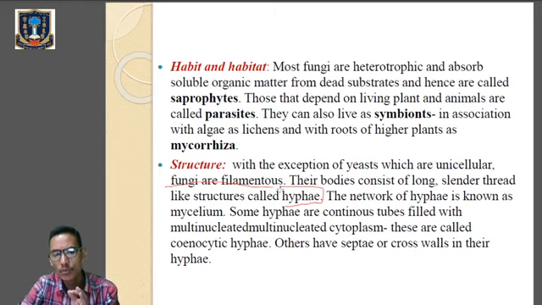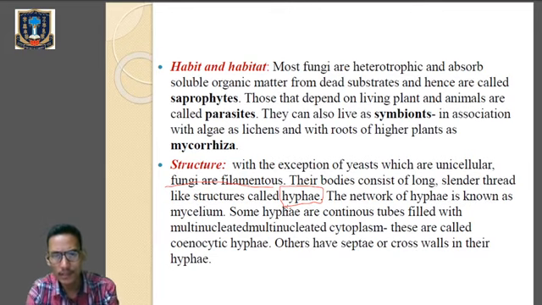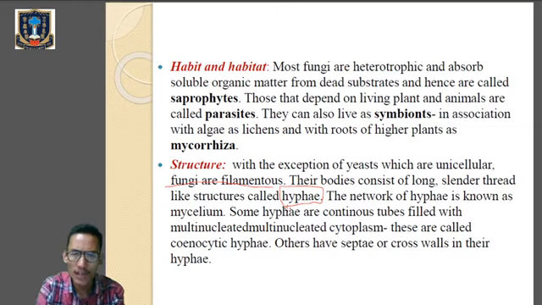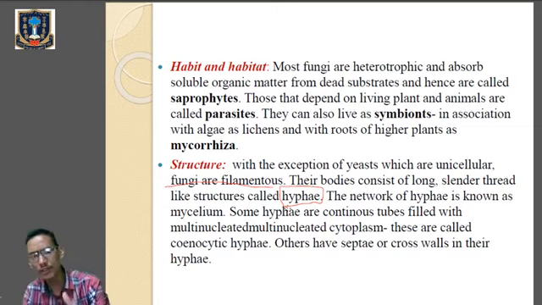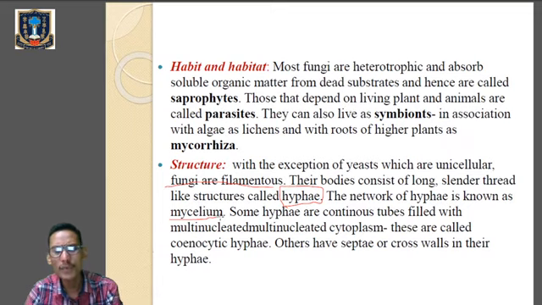Remember this one. The body of fungi is filamentous and it's composed of long, slender, thread-like structures which are called hyphae. Now these hyphae will form a network of structures. The network of hyphae is known as mycelium. Clear? So the network of hyphae is known as mycelium, and some hyphae are continuous tubes which are filled with multinucleated cytoplasm, which are called coenocytic hyphae.